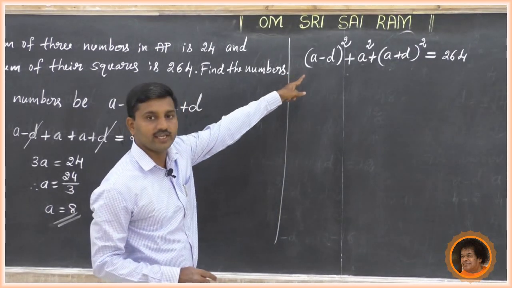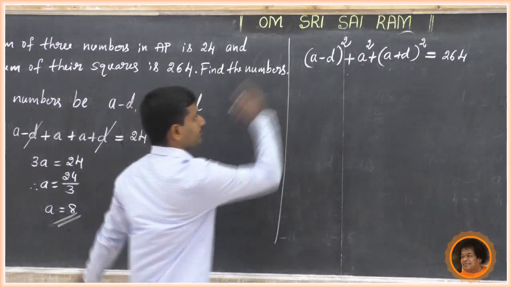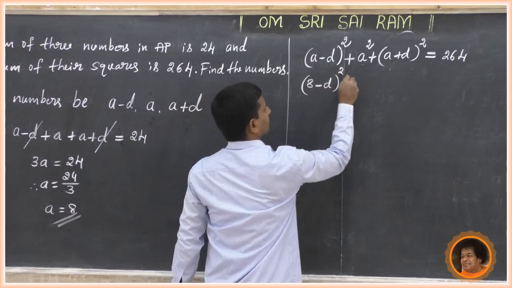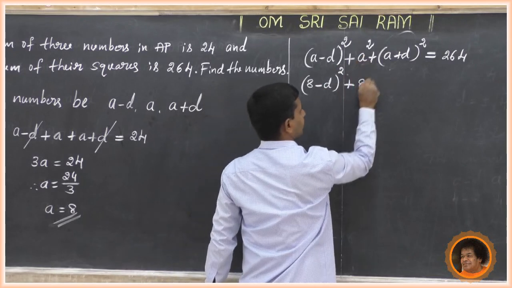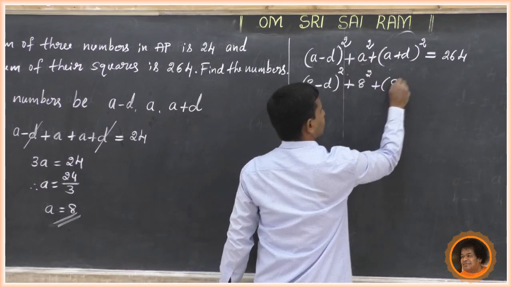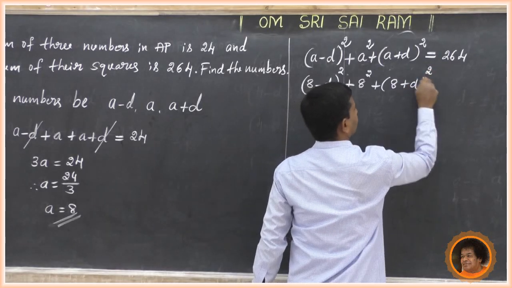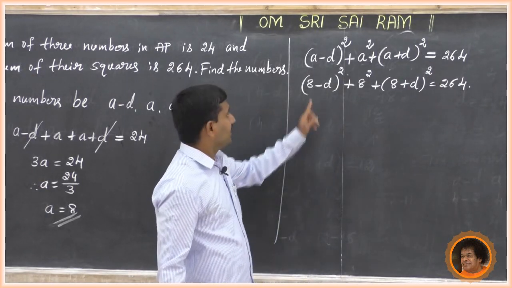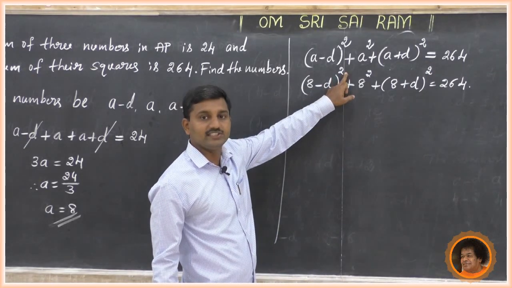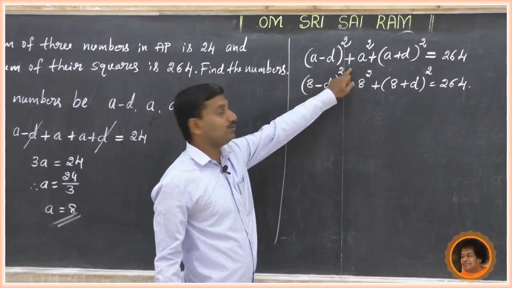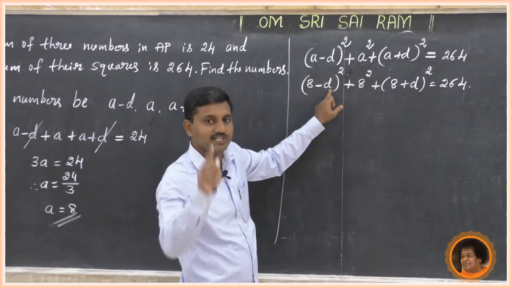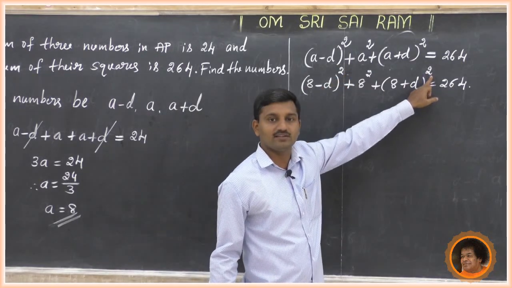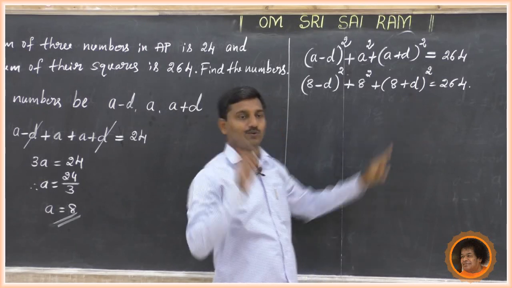Now, what is the value of a? That is 8. Now substitute the value of a. 8 minus d whole square plus a square, meaning 8 square, plus 8 plus d whole square equals 264. 8 minus d whole square is in the form of a minus b whole square identity. You already studied it in eighth standard. And 8 plus d whole square is in the form of a plus b whole square.